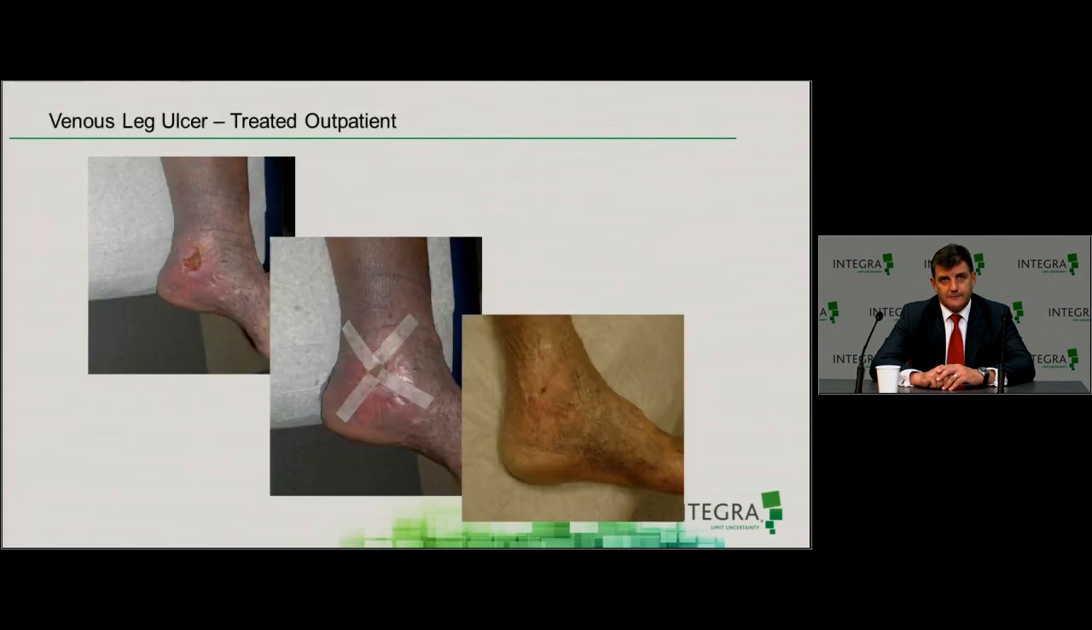For outpatient treatment, we do at times use IDRT therapy in smaller wounds, and we'll affix that in a venous stasis ulcer just with Steri-Strips, and then use compression over it.